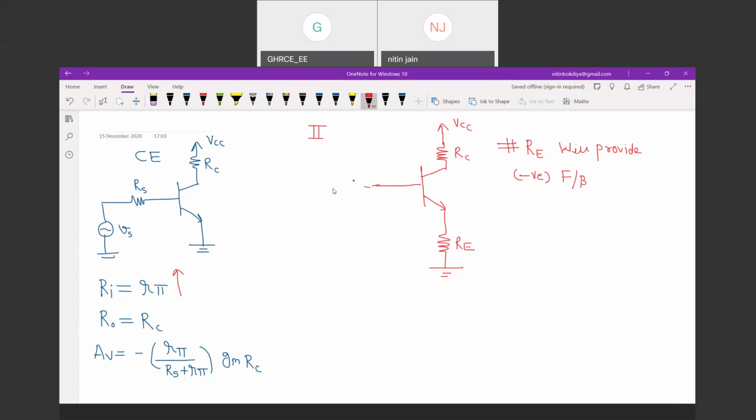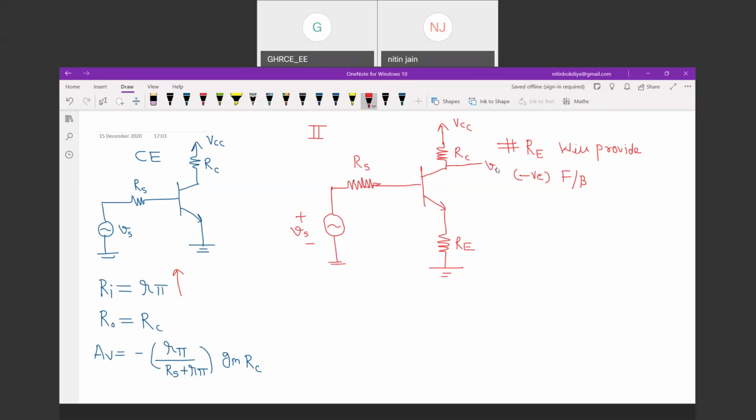One supply RS and this is VS. From where we will take output? You can say from this point we will take output. This is our idea for the circuit. How to draw the small signal model for this?